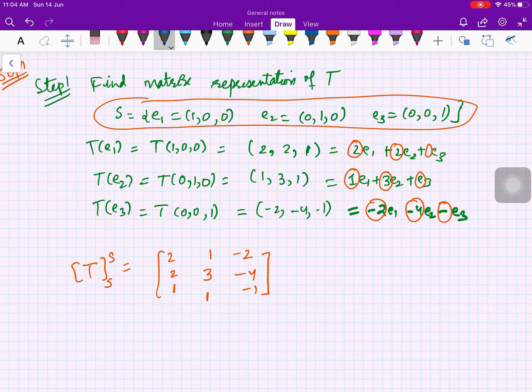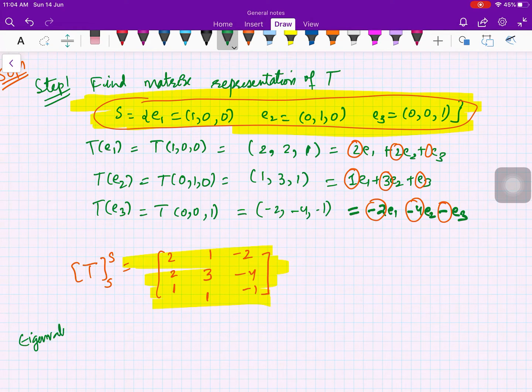So it is immaterial which basis you choose. You can choose any basis here. I have taken standard basis just for simple calculations, but we have proved that the characteristic equation is independent of the basis you choose here. Right, because the matrices are similar and similar matrices have the same characteristic polynomials. So this is your matrix representation.